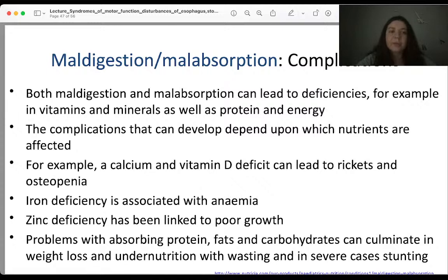Complications. Both maldigestion and malabsorption can lead to deficiencies, for example, in vitamins and minerals, as well as protein and energy. The complications can depend upon which nutrients are affected. For example, a calcium and vitamin D deficit can lead to rickets and osteopenia. Iron deficiency is associated with anemia. Zinc deficiency has been linked to poor growth. Problems with absorbing protein, fats, and carbohydrates can culminate in weight loss and undernutrition, with wasting, in severe cases stunting.